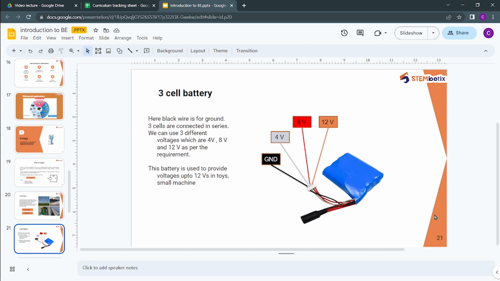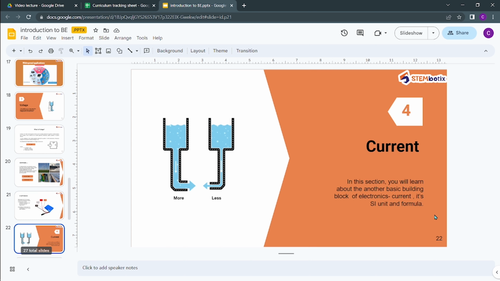Now you can see in the image, this is a three cell battery. This is nothing but a series combination of three individual cells. Here the black wire is providing ground, meaning 0 volts. Then there is a white wire which provides 4 volts, then a red wire which is 8 volts, and the last wire, brown, provides 12 volts. So these are used to provide voltage in a circuit.